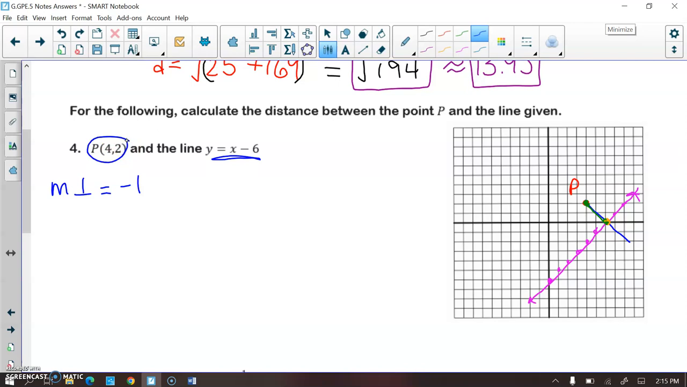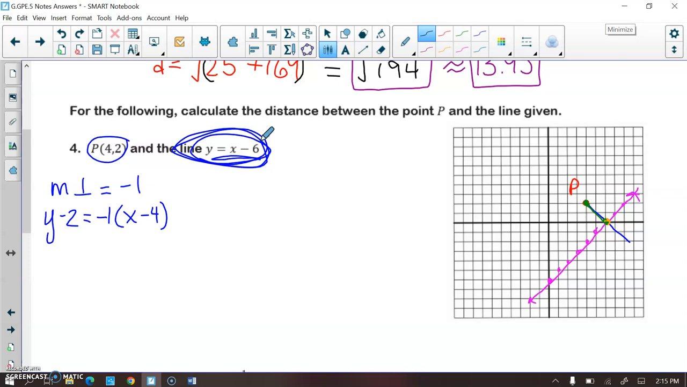So let's write our equation in point slope form. y minus y1 is equal to my slope of -1 times x minus x1. Now I want to find the intersection point between my pink line, which is this one that I'm circling now, and my blue line, which is the one that I just created.